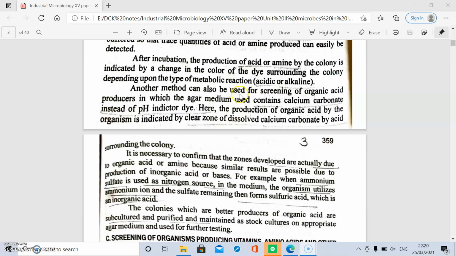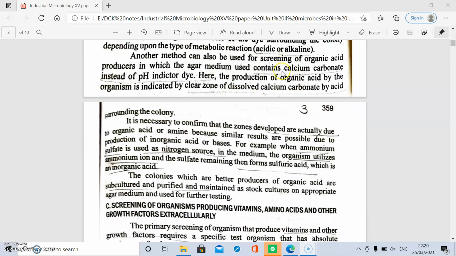Another method used for detection of organic acid or alkaline producing microorganisms in the agar medium is to add calcium carbonate instead of the pH indicator dye. Here the organism which is producing organic acid is detected by the clear zone of dissolved calcium carbonate, due to the dissolution of the calcium carbonate by the acid surrounding the colony.